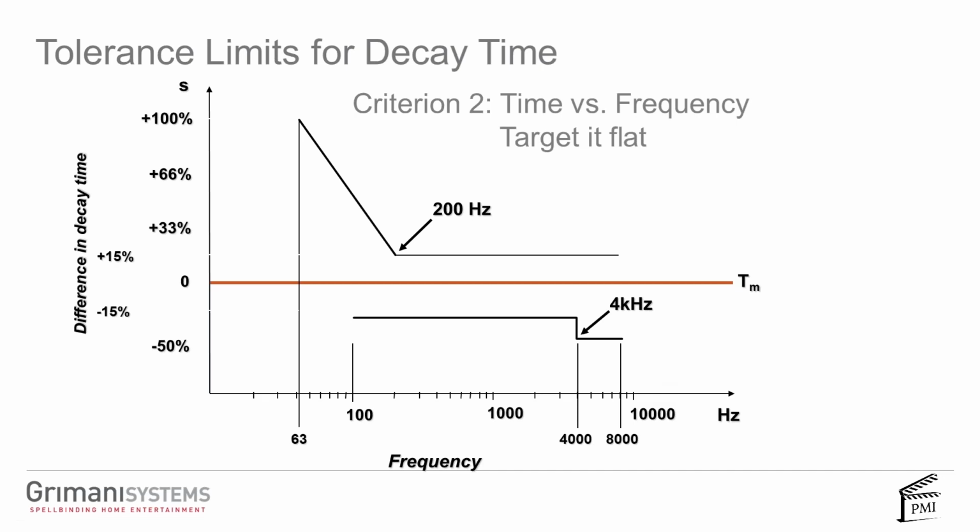Ideally, you want the decay time to be as even as possible with frequency. Most rooms are going to have enough trappings that are going to naturally drop off the high frequency, which is why our highest end panels don't absorb as much high frequency as they do absorb mid frequencies.